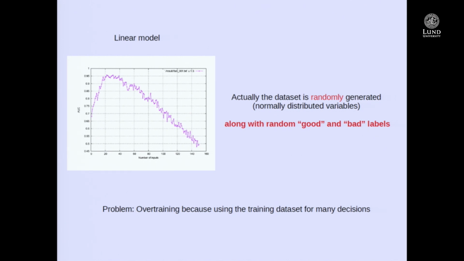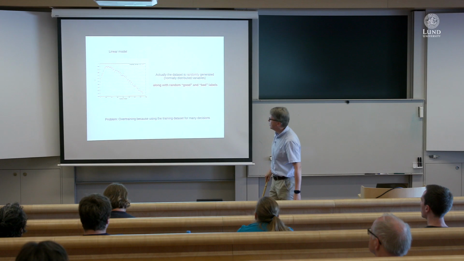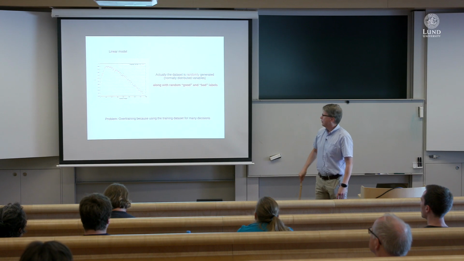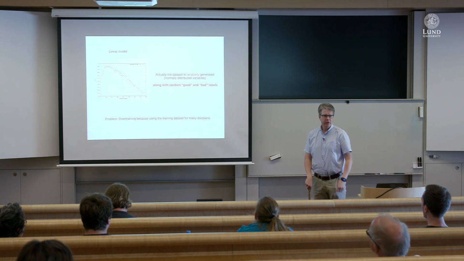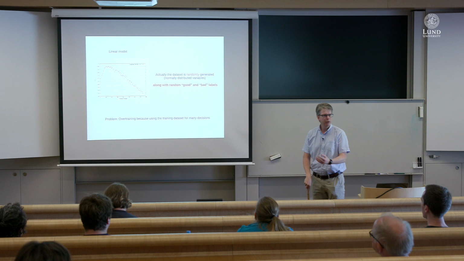But it's all random. This is what you face when you work with medical data, where you have a lot of measurements, small data cohorts. You can easily fool yourself if you do it the wrong way. The problem here is called overtraining, because I repeatedly use this training data set for a lot of decisions along the way, and I cannot do that.